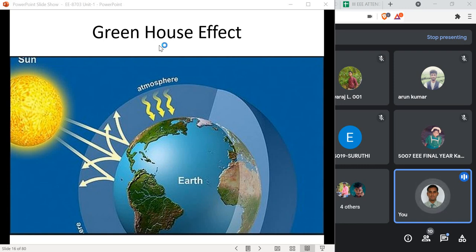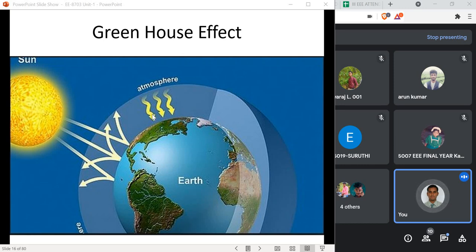As I said earlier in the previous class, if there were no such gases, then the temperature at the equator would be very high and the temperature at the poles would be very low. Understand? So this would create abnormal conditions on the surface of the earth. So how is this avoided? This is avoided by the atmosphere.